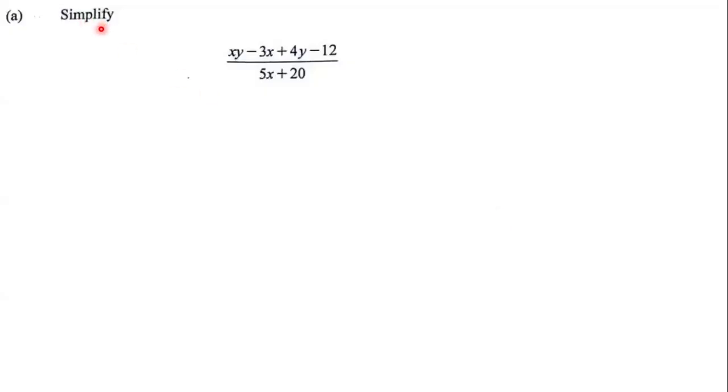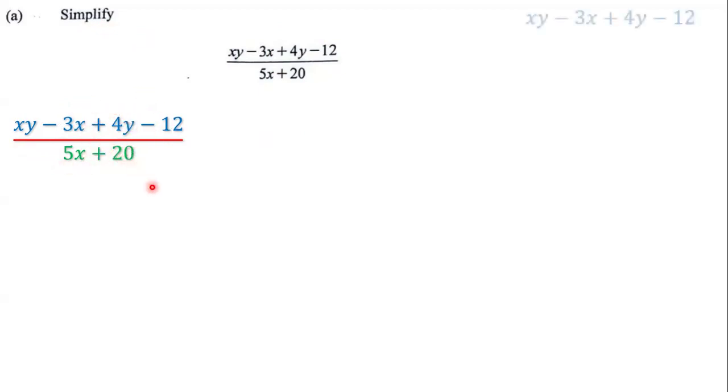Here, our goal is to simplify this algebraic expression. Notice that we have xy minus 3x plus 4y minus 12 all over 5x plus 20, and this is the expression that we have to simplify. First, let us factorize the expression in the numerator.